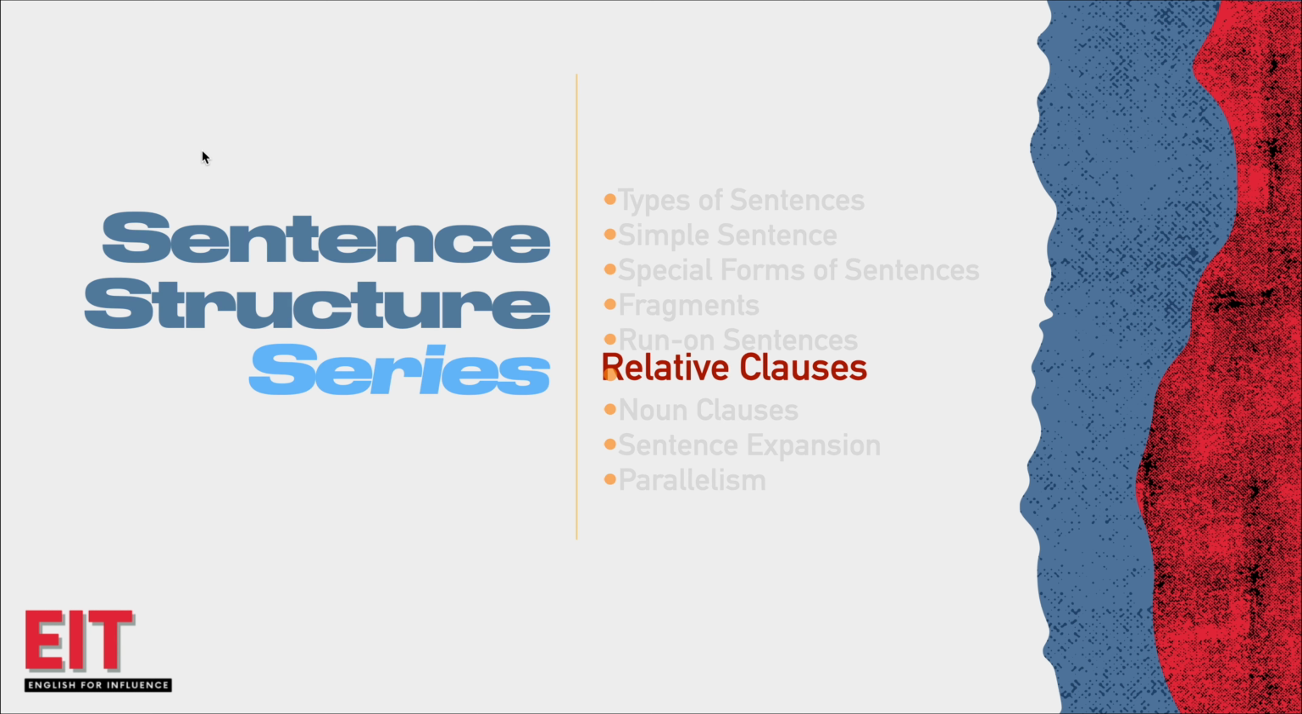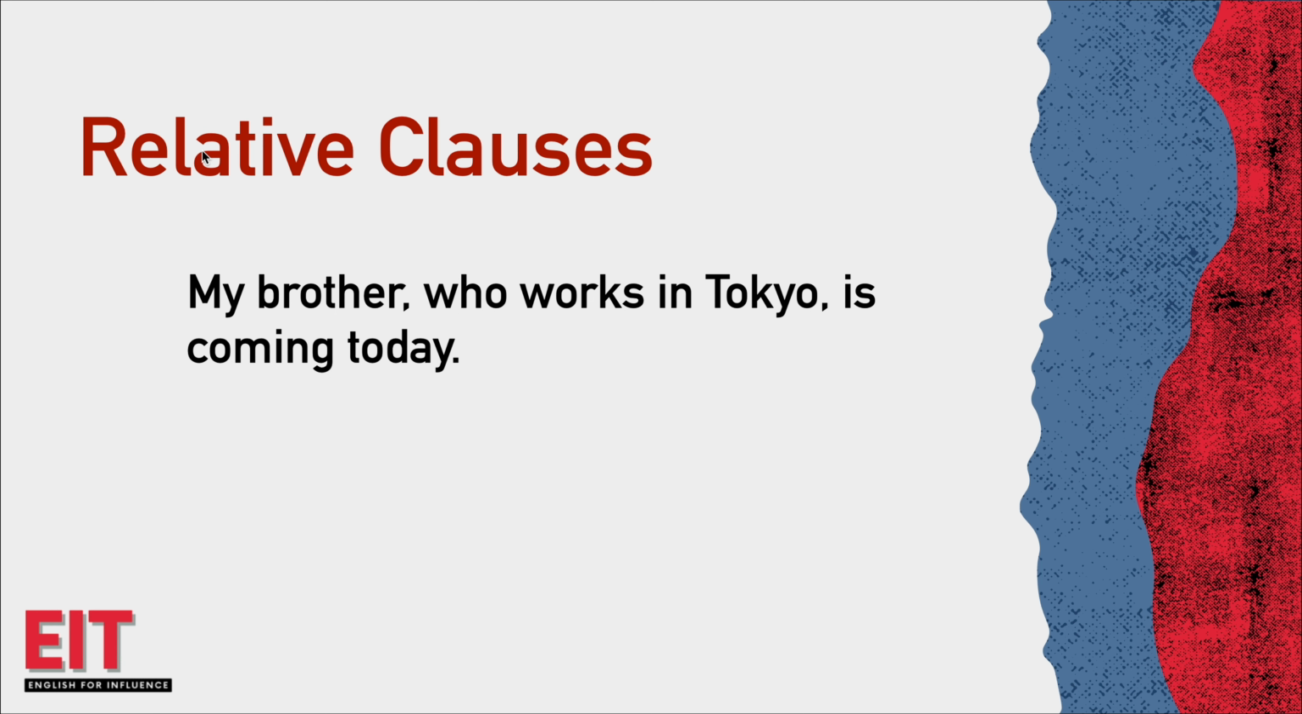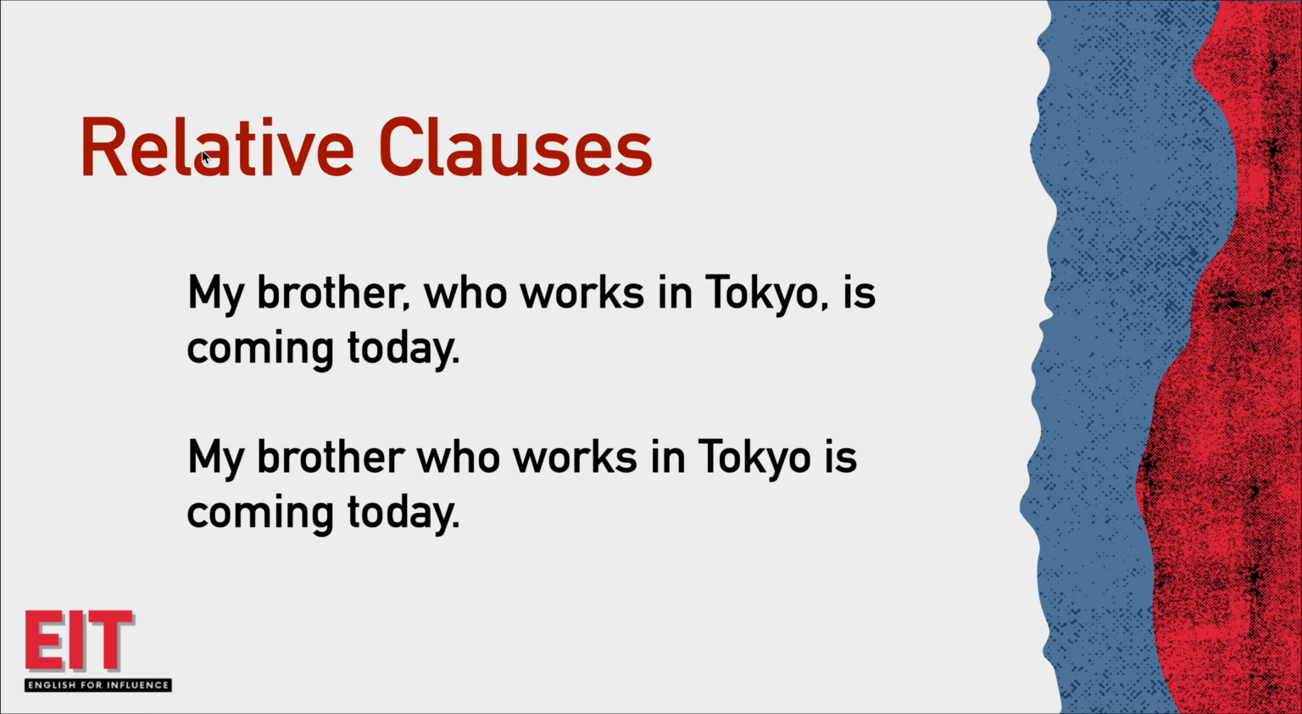Let's get started. As always, let's have some examples. My brother, who works in Tokyo, is coming today. My brother who works in Tokyo is coming today. These sentences look very similar, don't they? But believe it or not, they are different from each other in terms of meaning.